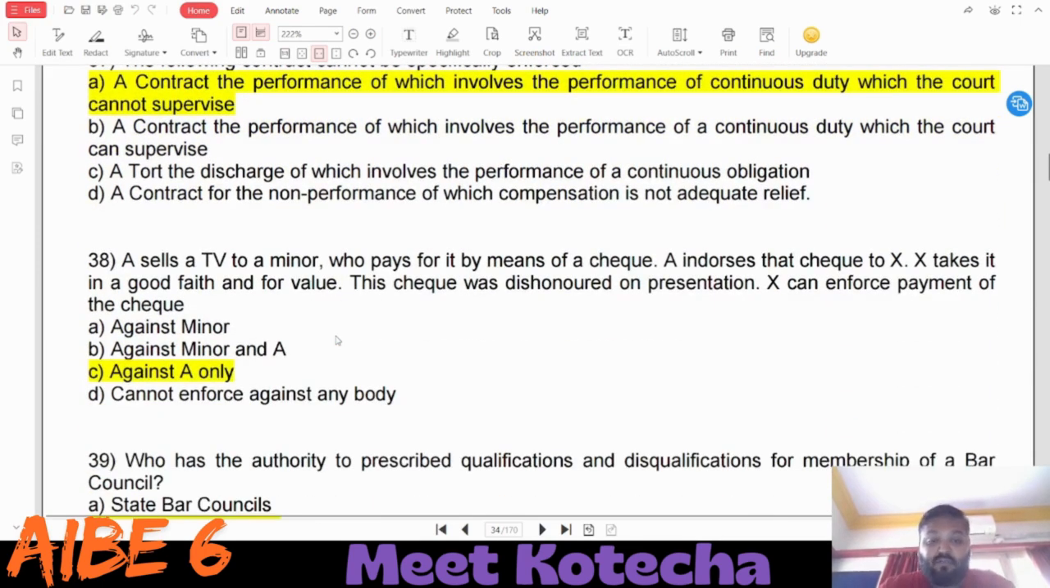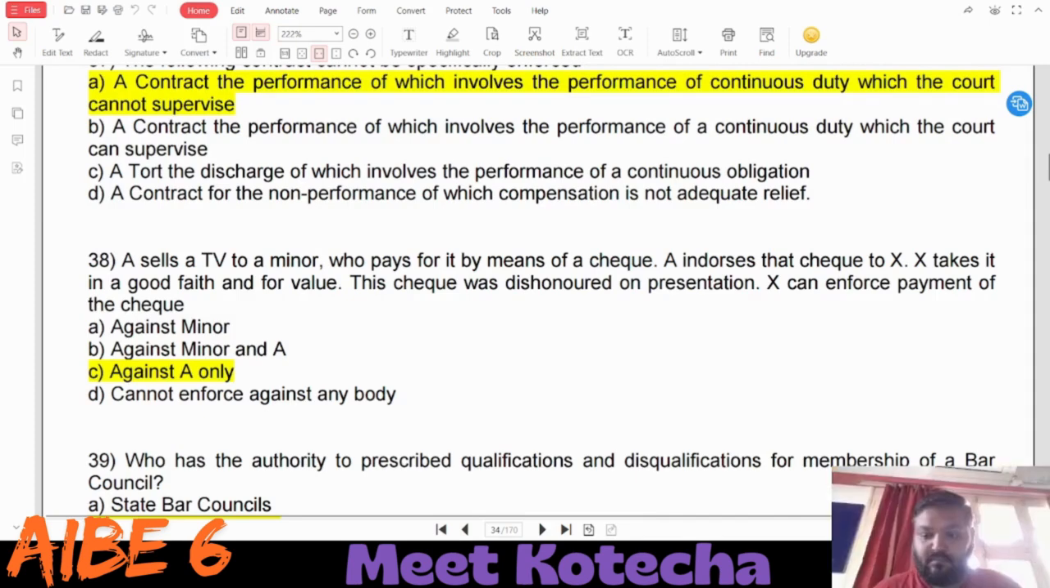A sells a TV to a minor who pays for it by means of a check. A endorses the check to X. X takes it in good faith and for value. The check was dishonored. X can enforce payment against A only.